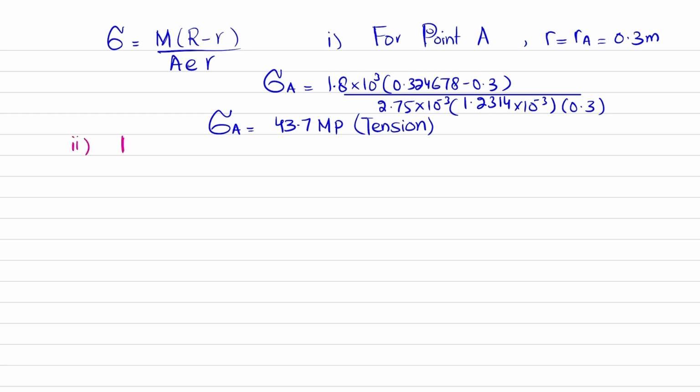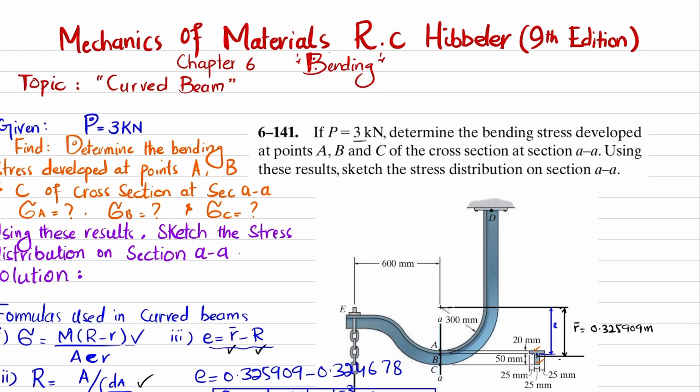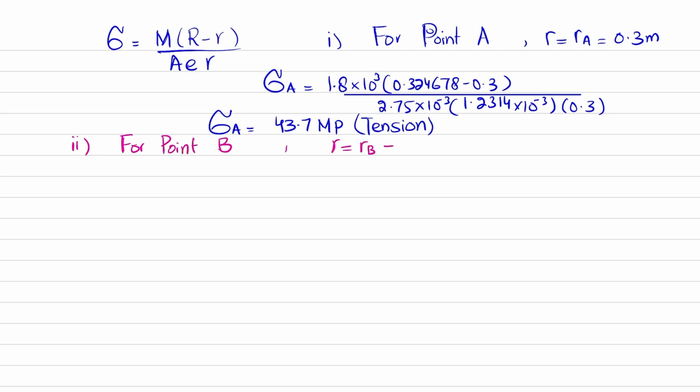So that is for point B, the stress for point B. At point B, we have R equal to RB, and let me show you that RB is at this distance. So this is 300 plus this thickness, which was 20, so 320 millimeter, or 0.320. Put it in this formula, you will get the stress at point B is equal to moment into R minus RB divided by area E into RB.